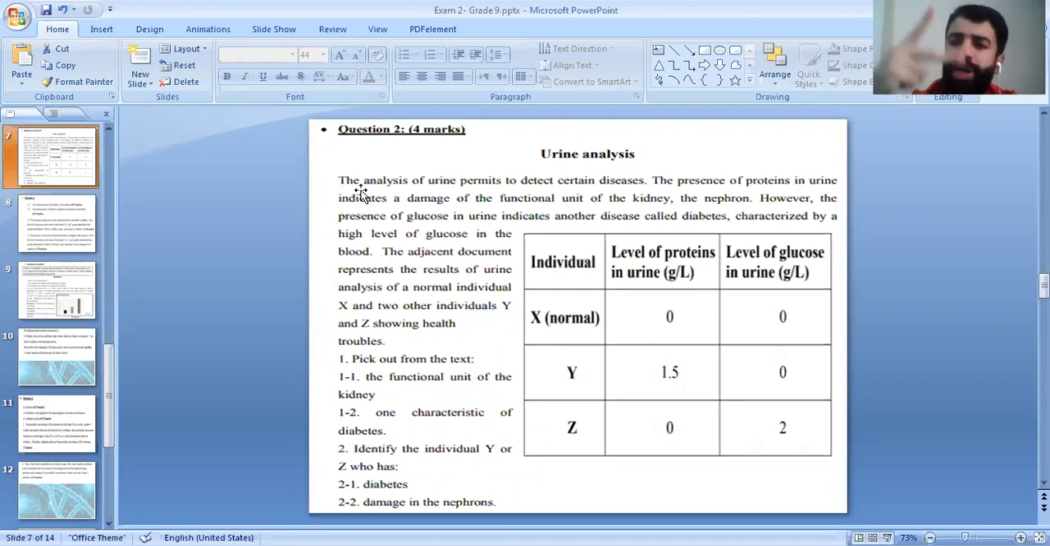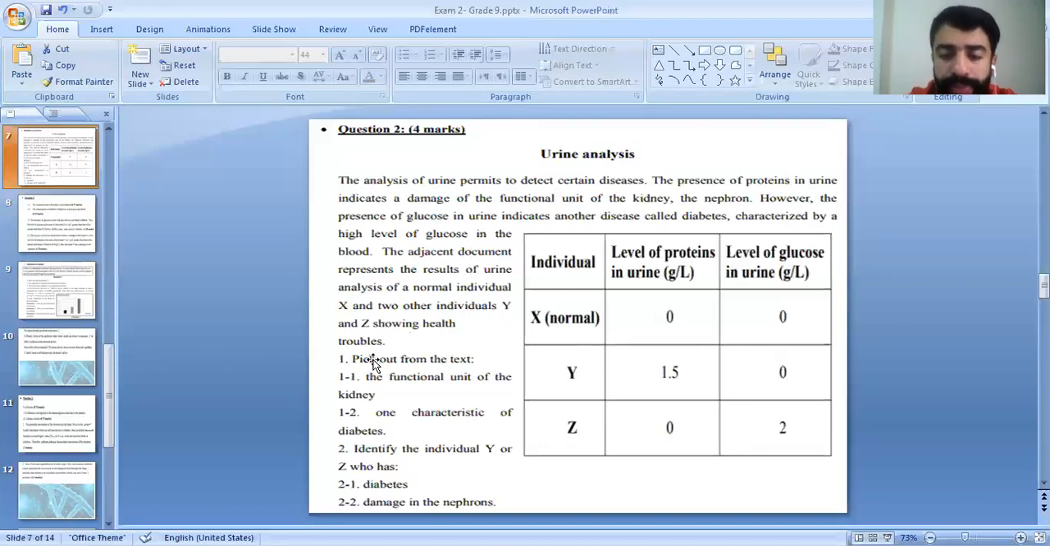So here they give you 3 notes, if you realize this. First note, the functional unit of the kidneys is called the nephron. Second, presence of high level of protein in urine leads to the damage of the nephrons. Third, the presence of high level of sugar or glucose in the urine indicates the presence of a disease which is called diabetes. The adjacent document represents the results of urine analysis of normal individual X. So normal individual X is our reference. Y and Z should be compared with X, which is the normal. So X is classified as the control tube, if you remember. And we have 2 other individuals, Y and Z, showing some health troubles.